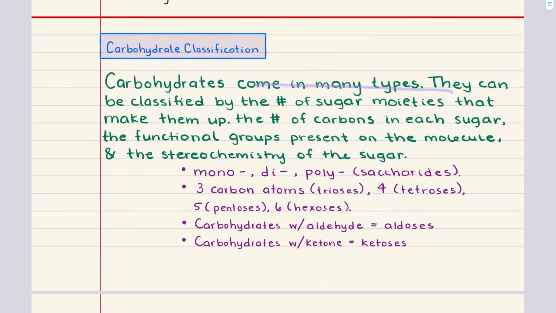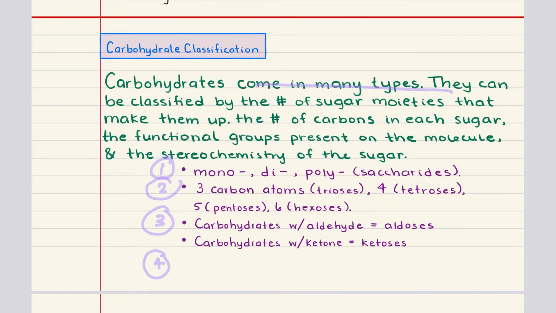Carbohydrates come in many forms, but they all follow a few structural patterns that allow us to categorize them. When we talk about classification, we're usually referring to 4 main features. The first feature is the number of sugar units in the molecule. The second feature is the number of carbon atoms in each sugar unit. The third feature is the type of functional group that's present, either an aldehyde or a ketone. And the fourth feature is the molecule's stereochemistry, or how its atoms are arranged in space.